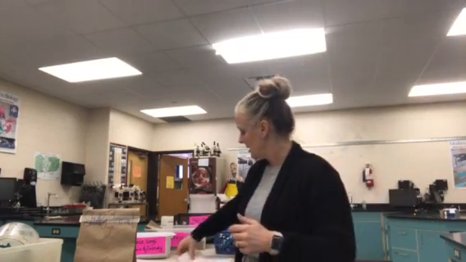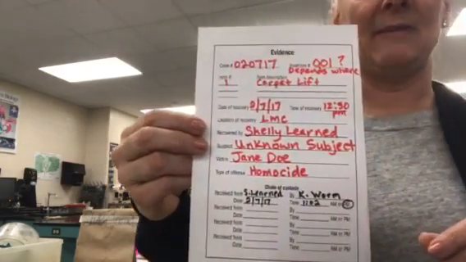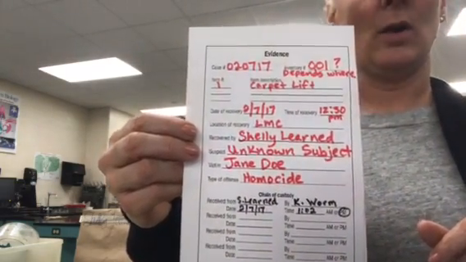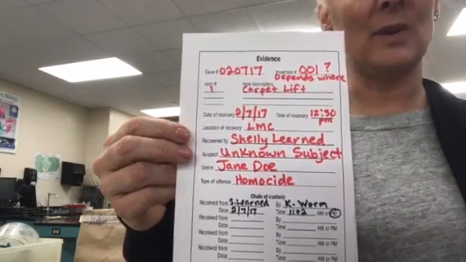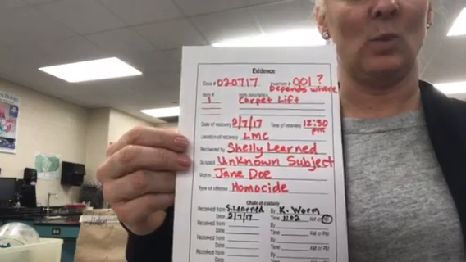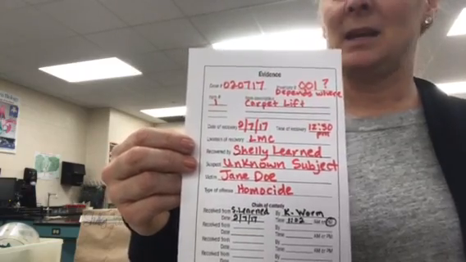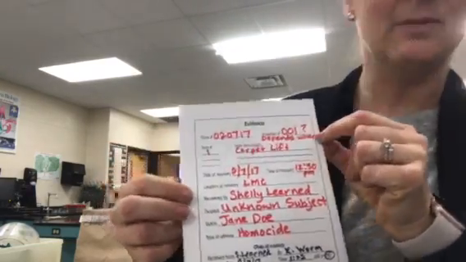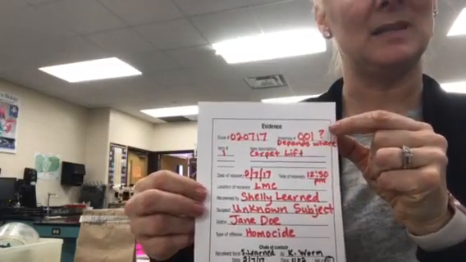Now, on the evidence log, I'm going to bring this nice and close so that way you can see it. On the evidence log, you're going to record our case number. Everyone has the same case number. It's going to be 020717. The inventory number is what is going to be different.